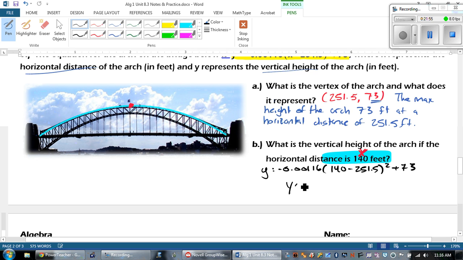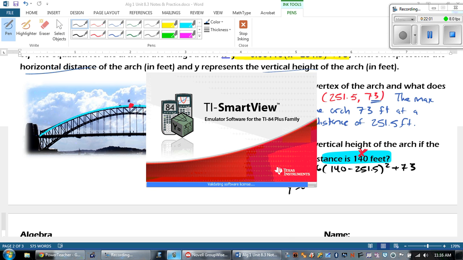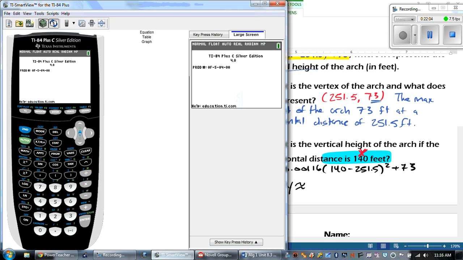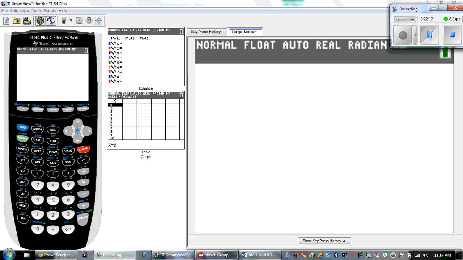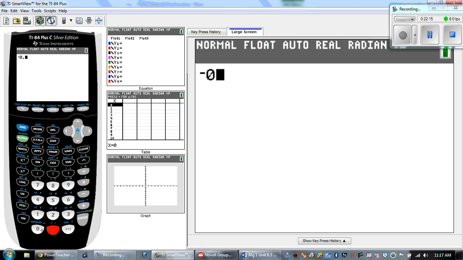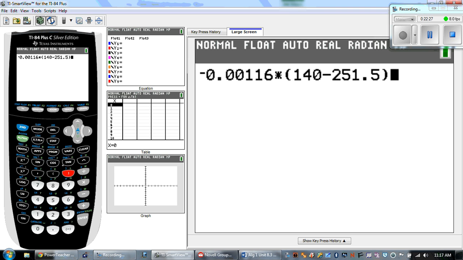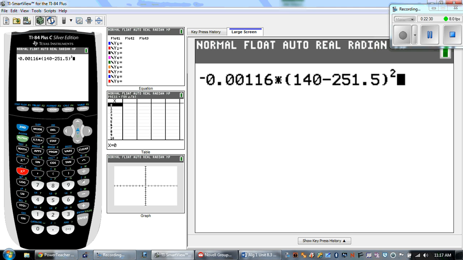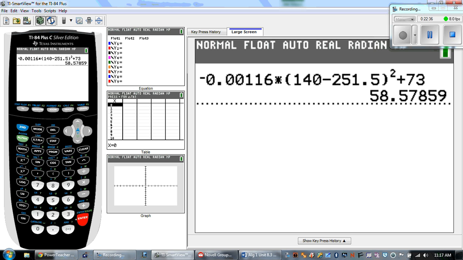I need to find out what this number is, and how are we going to do that? Well, yeah, we could plug the equation in and then look on the y-axis trying to find it. I think that's a lot of work, okay? So what I recommend, hold on. Okay, here we go. So I'm just going to plug it in, the negative 0.00116 times 140 minus 251.5. Remember, that is squared plus 73, okay?